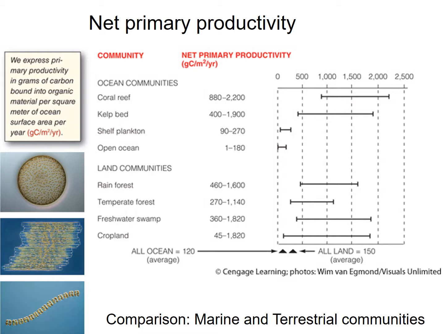So the ocean has a net primary productivity of about 100 and all land 150. So overall, according to the study, land is more productive than the ocean, but the coral reefs are the most productive environment.